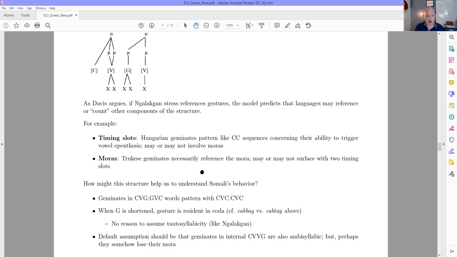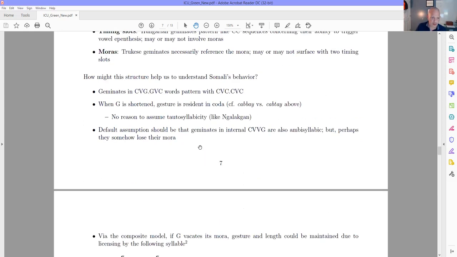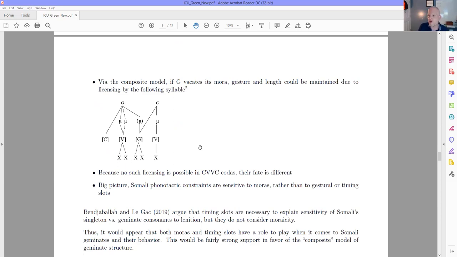We have also seen that when a geminate is shortened, the gesture is resident in the coda. So with this information, there's really no reason to assume a tautosyllabic analysis in the spirit of Baker's analysis of Galakan. So I would argue that our default assumption should be that geminates in these word internal CVV geminate syllables are also ambisyllabic, but perhaps it's the case that they somehow lose their mora. And what would that look like? If we appeal to this composite model, it might be possible for these word internal geminates to vacate their mora, but maintain their gesture and length due to licensing by the following syllable.